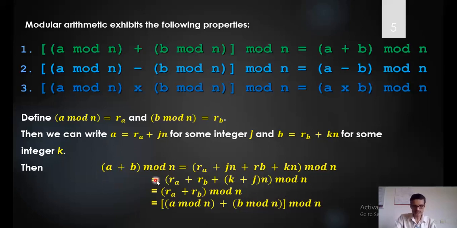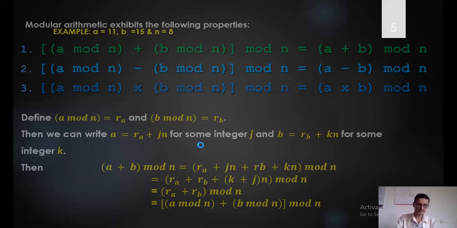I started with the RHS here, and I ended with the LHS. So we can say that this LHS is actually equal to the RHS. Similarly, you can prove the second and the third property here. Just replace the signs, that's it, from plus to minus or to multiplication.